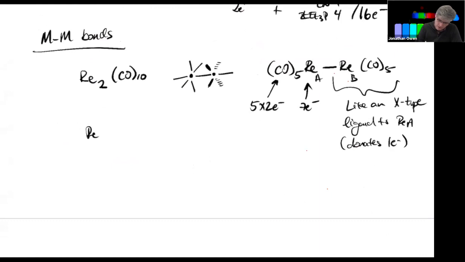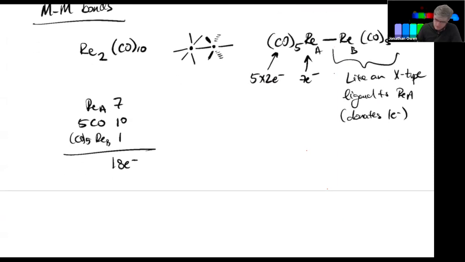So rhenium A has 7. 5 COs get you to 10. And then the CO 5 times, rhenium B compound brings 1. That's 18 electrons total.